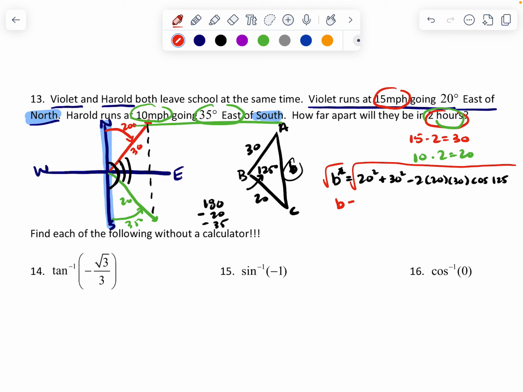Plugging that in, I'm going to get the square root of 20 squared plus 30 squared minus 2 times 20 times 30 times the cosine of 125. And I got 44.6. Is there units on this? Miles.